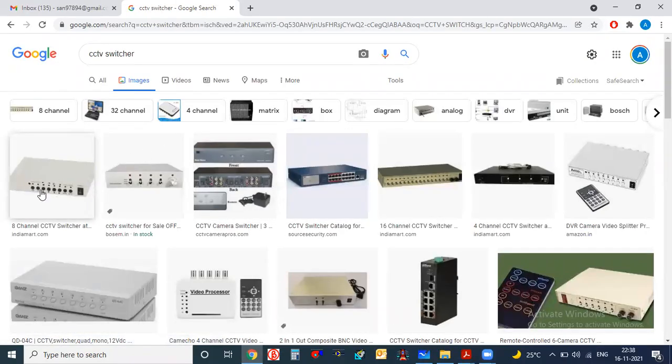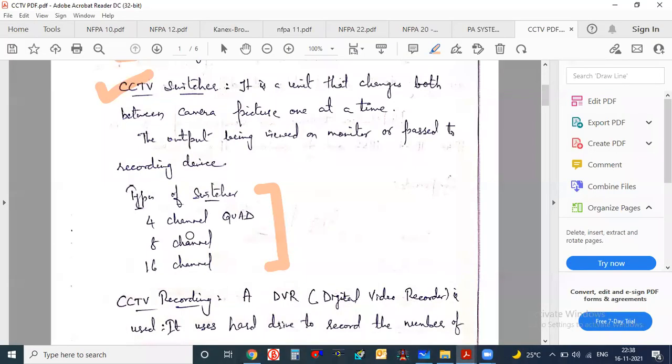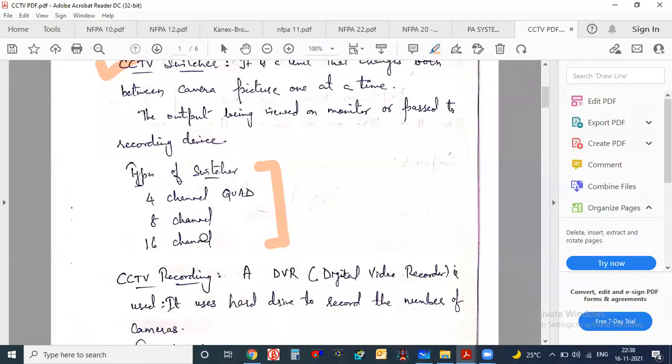See, this is the CCTV switcher. Here you can see 8 channels: 1, 2, 3, 4, 5, 6, 7, 8. Here you can see 4 channels. Like this, here also 8 channels. So there are 3 types available: 4, 8, 16.